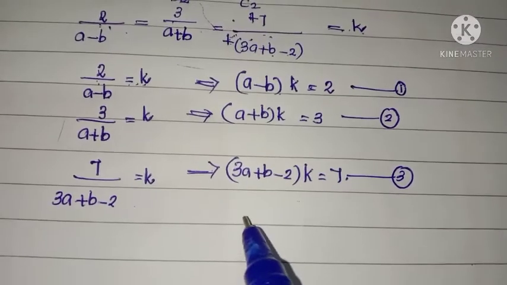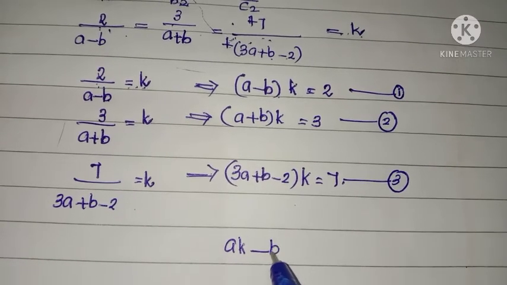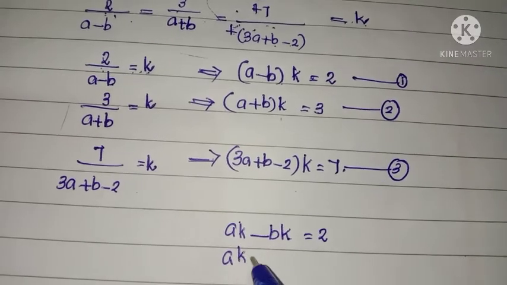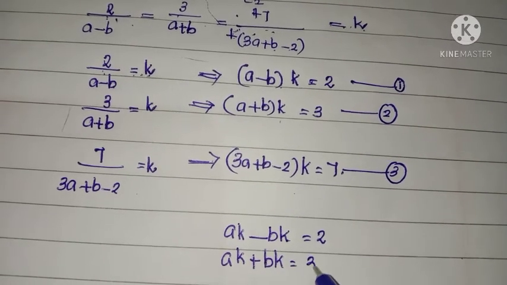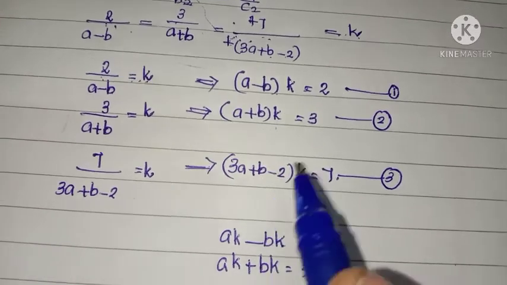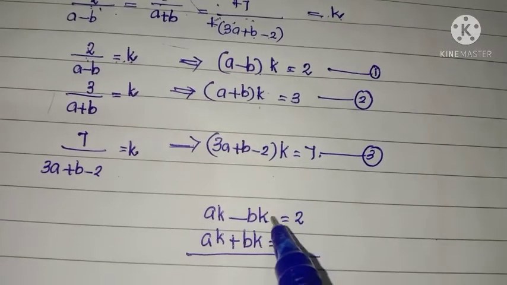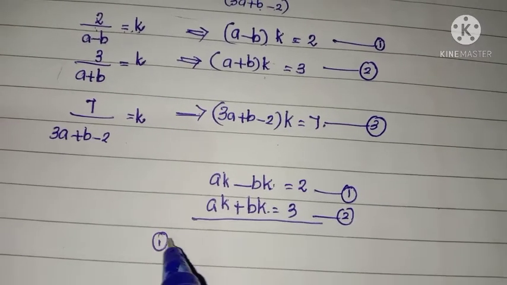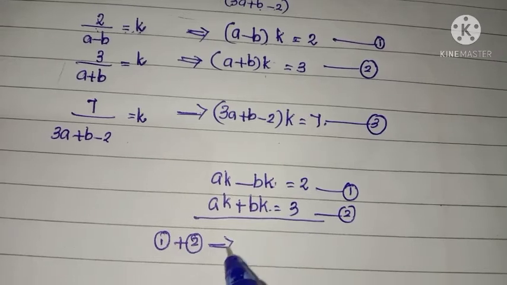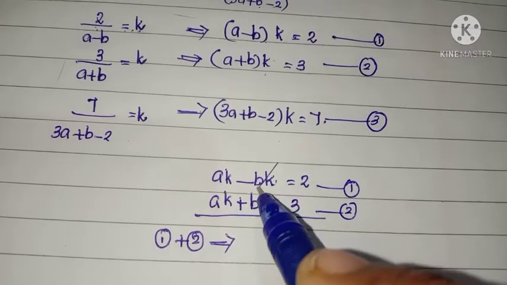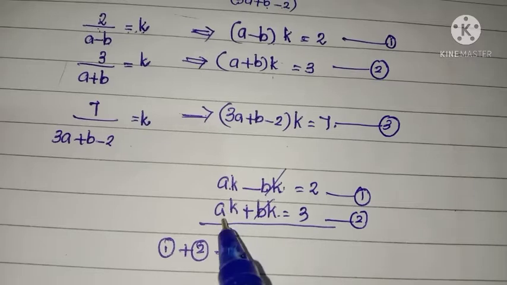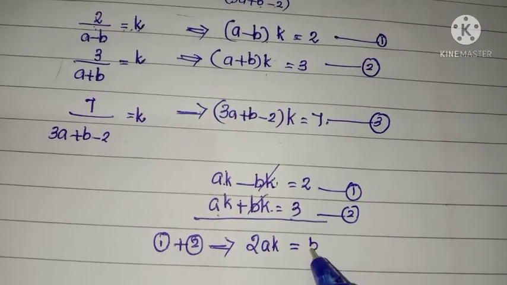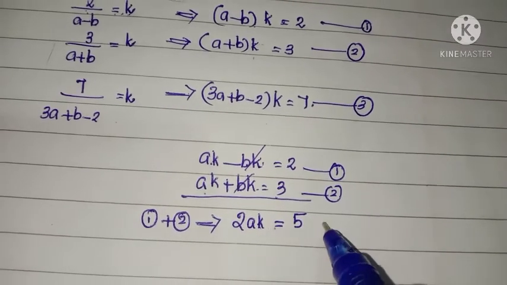From here we can write ak minus bk is equal to 2. ak plus bk is equal to 3. Just multiply, or open the bracket. Now adding these two equations, equation 1 and equation 2. If we are adding these two equations, listen, minus bk plus bk cancels. ak plus ak is 2ak. 2 plus 3 is equal to 5. 2ak is equal to 5.